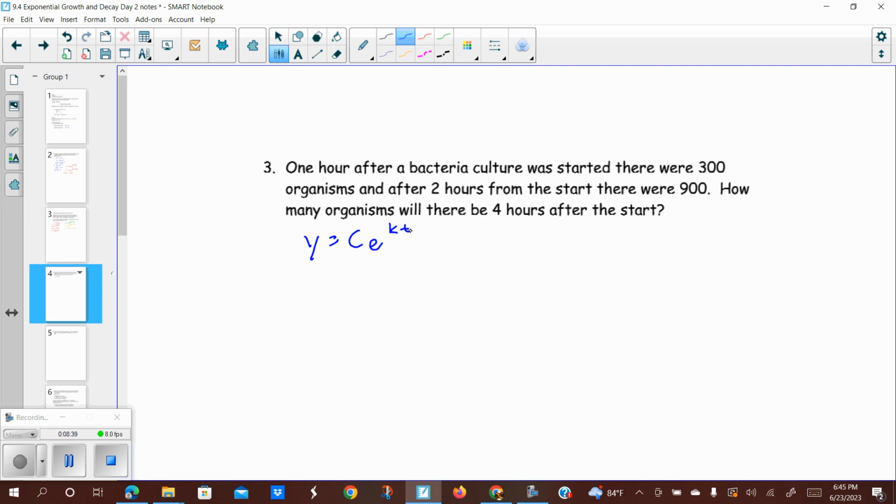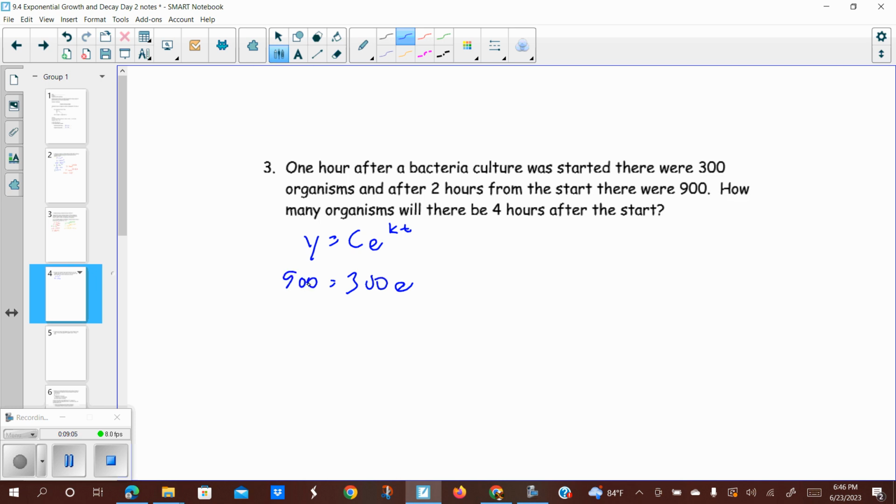We know that the C value, let's see, 1 hour after, we actually don't know the C value. What it tells us is that 1 hour after the culture was started, there was 300. So we can use that as our C value. That's our only starting position. And then it tells us that 2 hours after the start, so there's our new value, we have 900.